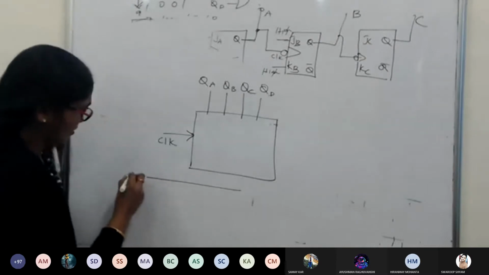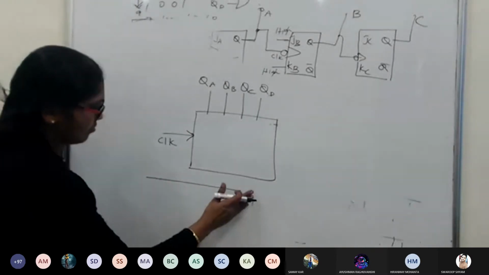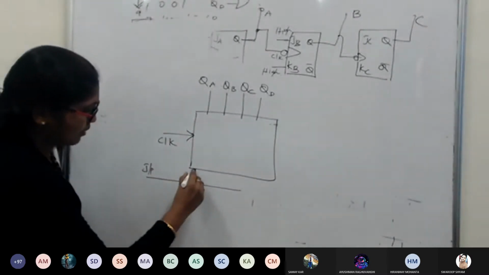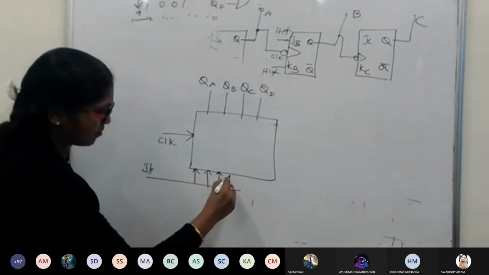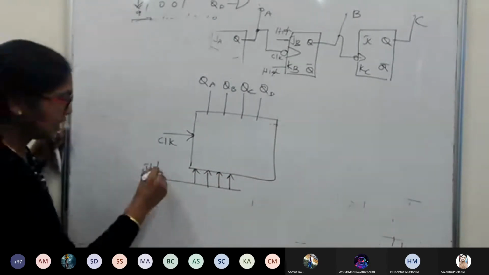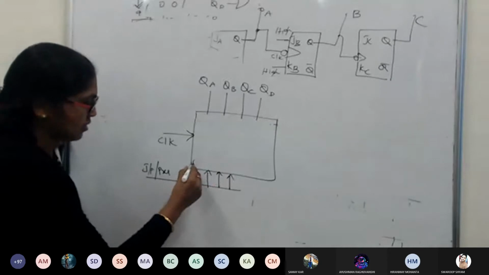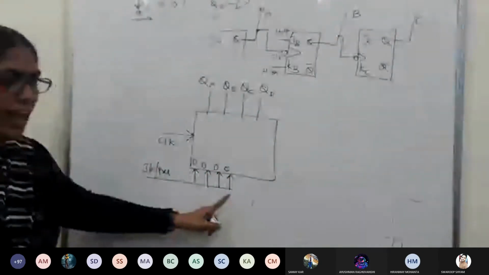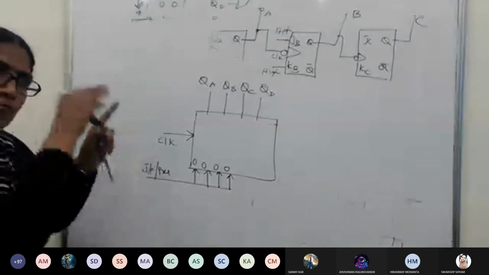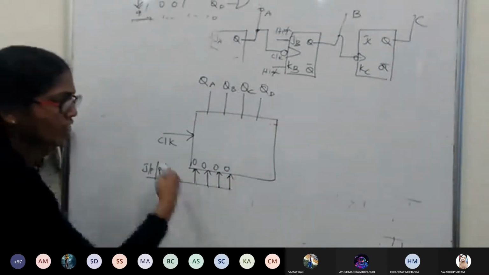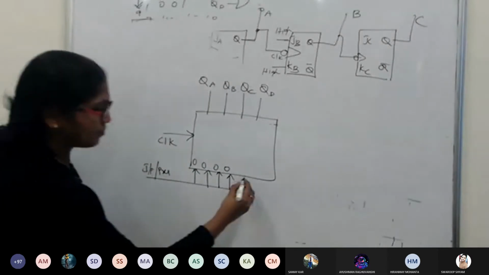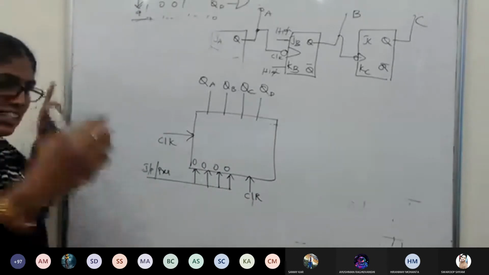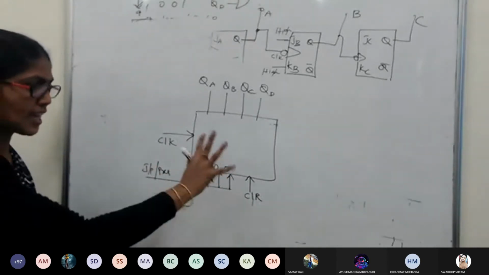So the clock is given. Then I take the input, which is nothing but the preset for the 4 flip-flops. Starting, I have preset it as 0. The 4 arrows mean there are 4 flip-flops inside and 4 preset pins, and I am showing everything in one block. Now this is clear. All the clears are tied together.